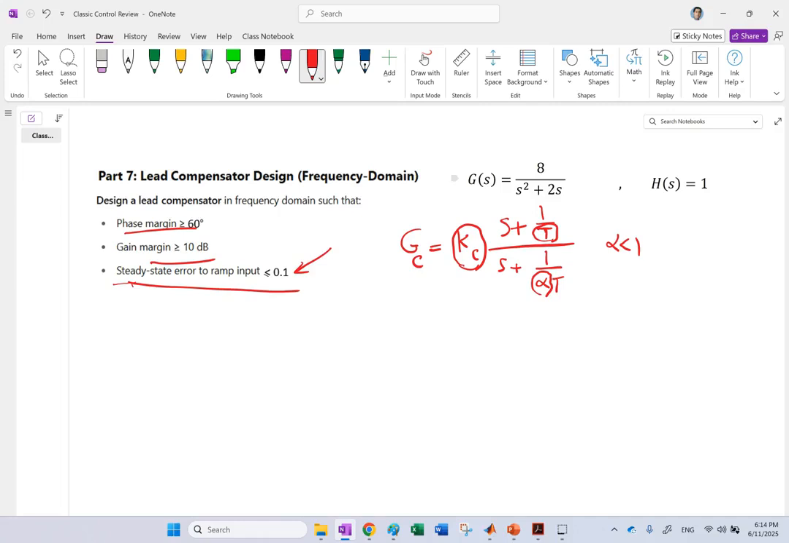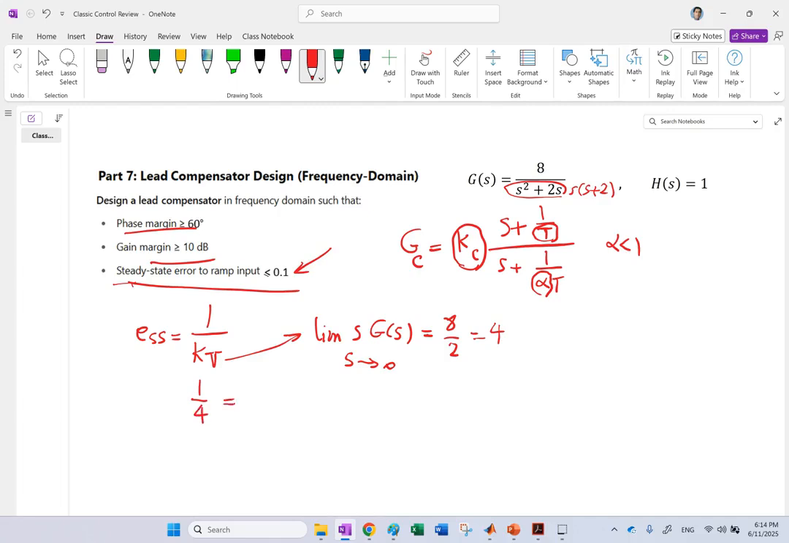Now, this system is clearly type 1, right? So you see this is like s times (s plus 2). It is a type 1 system. And in a type 1 system, the steady state error to a ramp function, if you remember, is 1 over Kv, the static velocity error constant, where this Kv itself is the limit of s times G(s) as s goes to 0. So in the current system, it is basically 8 over 2, which is 4. And so your steady state error is going to be 1 over 4, or 0.25.